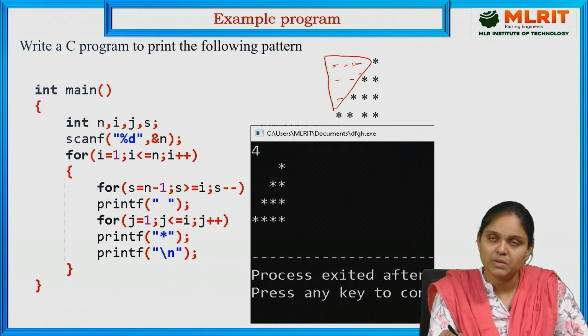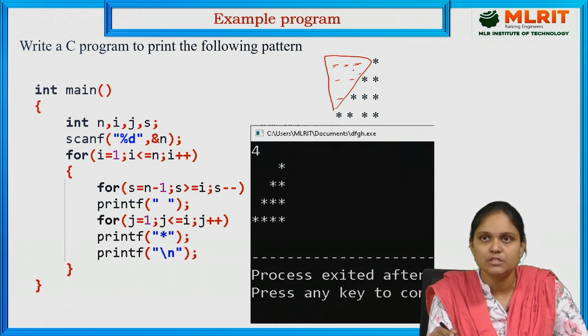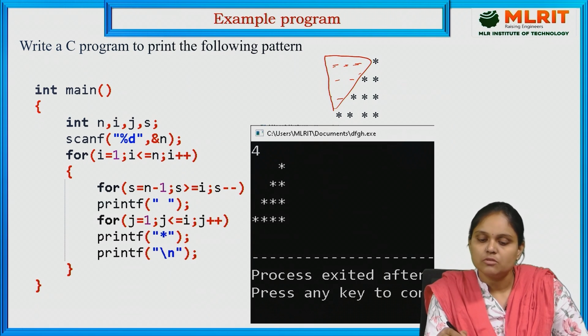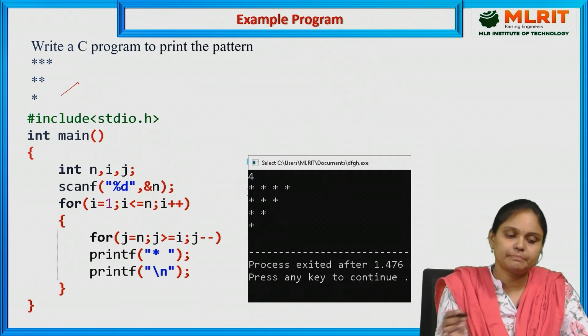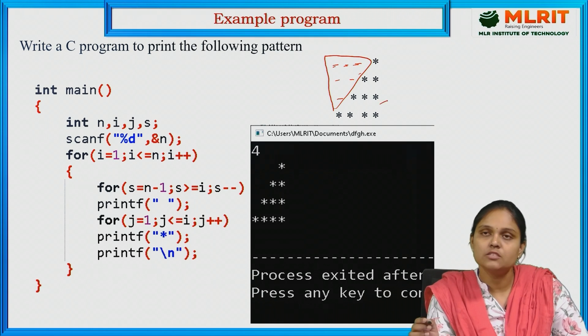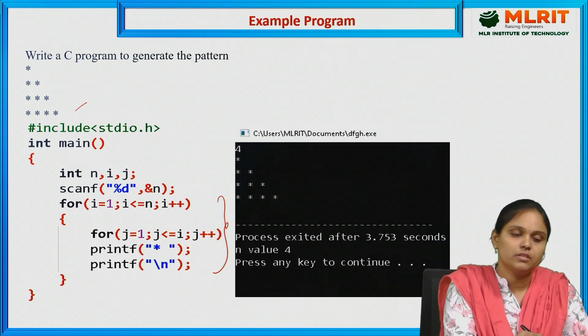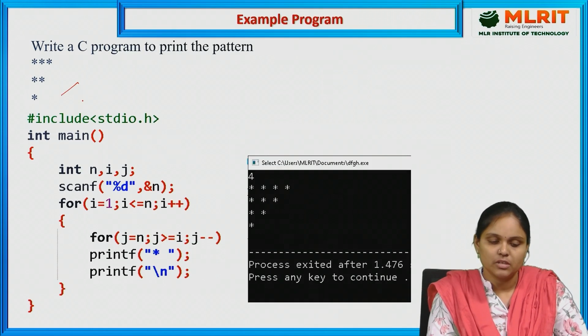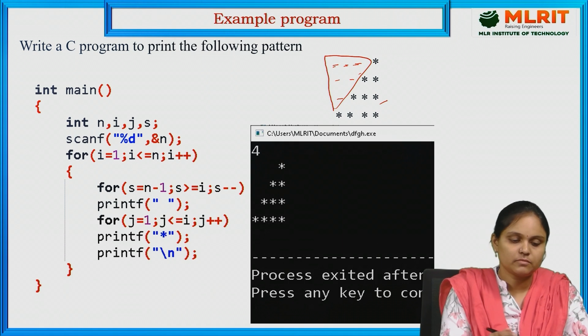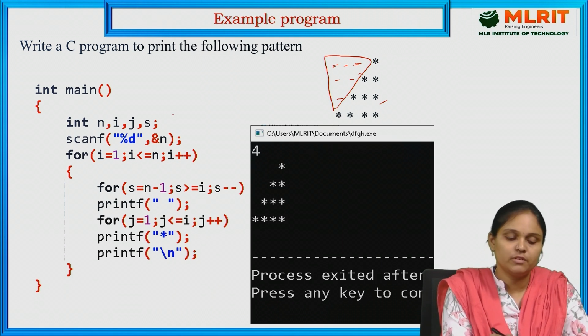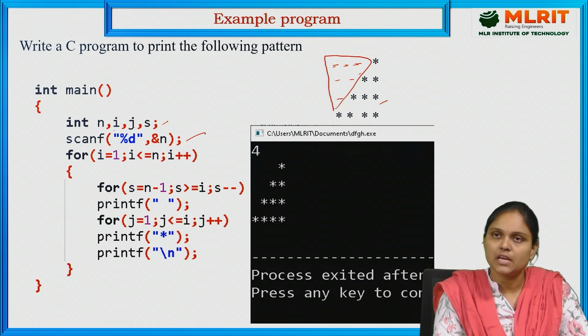This is for spaces. We are taking one more for loop, that is for spaces, and next one more for loop, that is for stars. So this logic we are using based on this pattern, and the stars logic we are using based on this pattern. So you can find here, in the main function, we are taking n, i, j and s. By using the scanf statement, we are reading the n value.